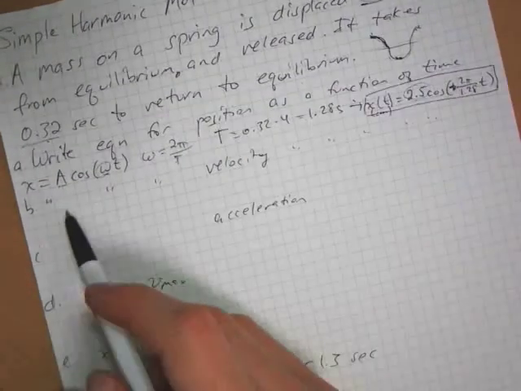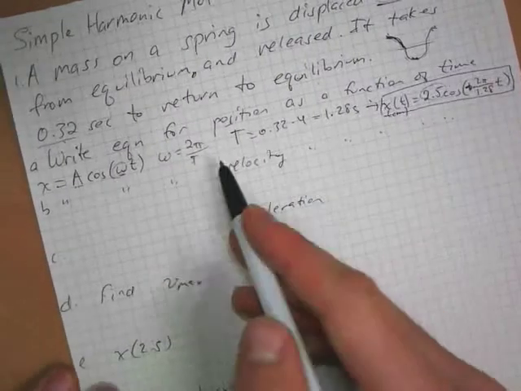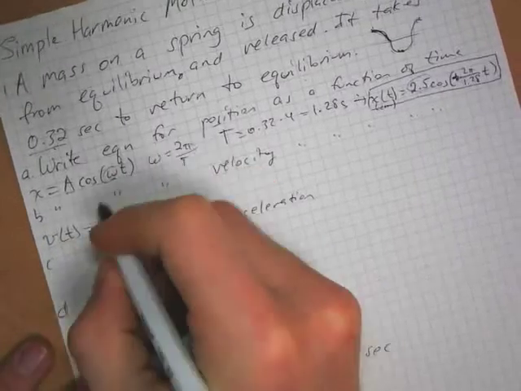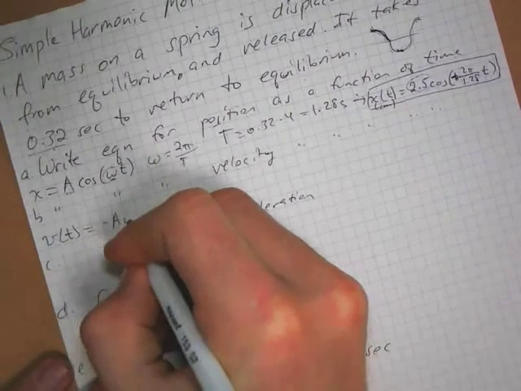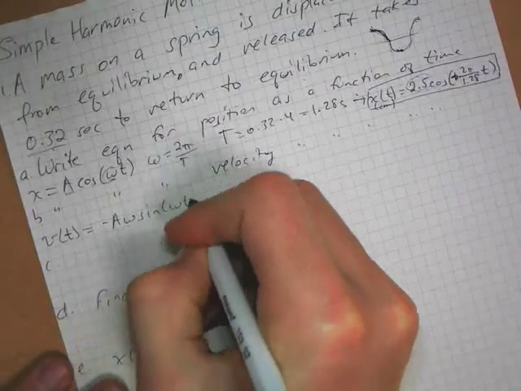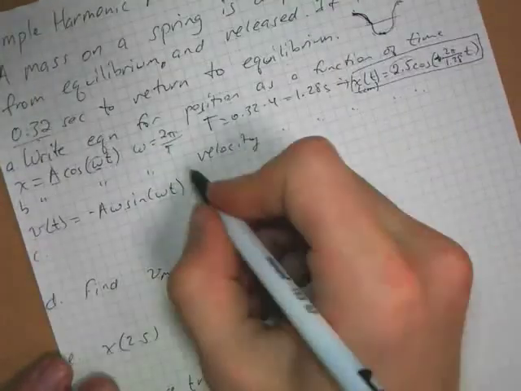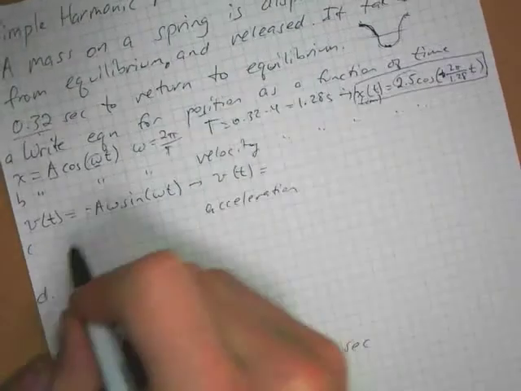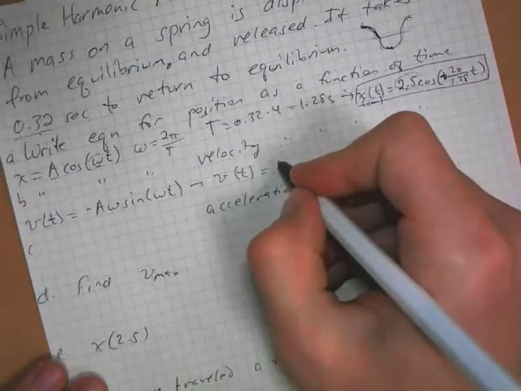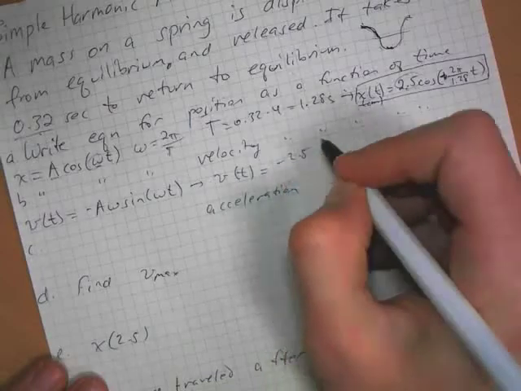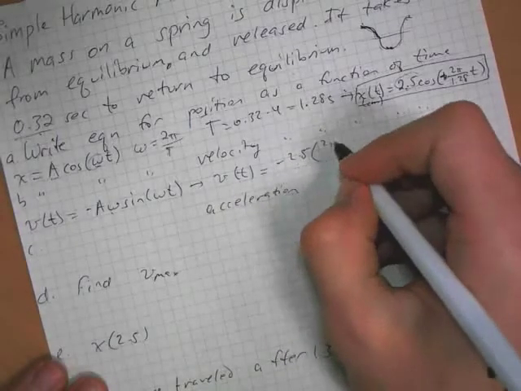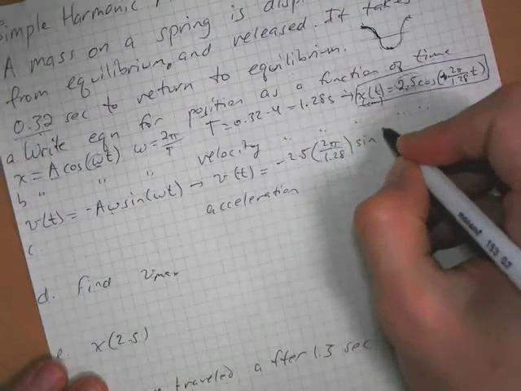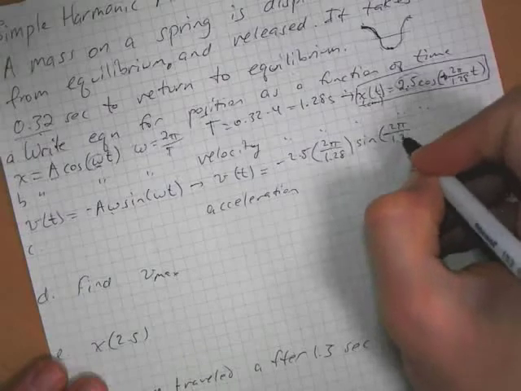And now we have what we need to write the velocity and acceleration equations as well. Velocity as a function of time is minus A omega sine omega t. So that's just, we have our A is 2.5, our omega is 2 pi over 1.28, and then we have sine of 2 pi over 1.28 t.